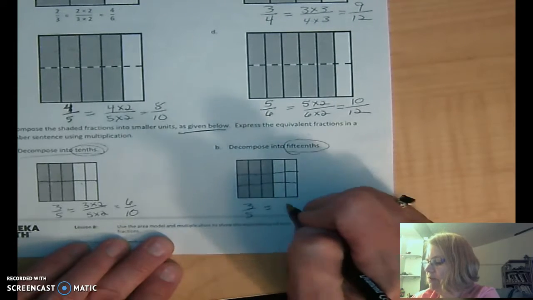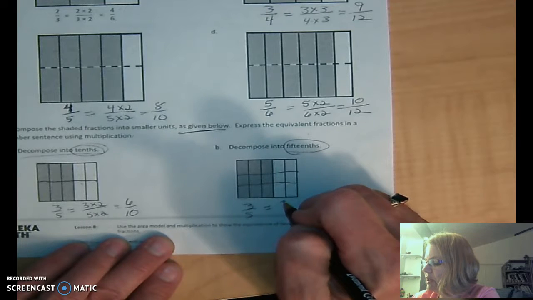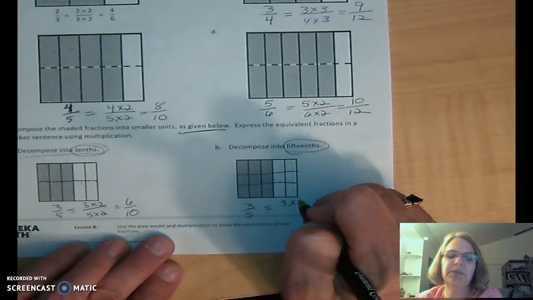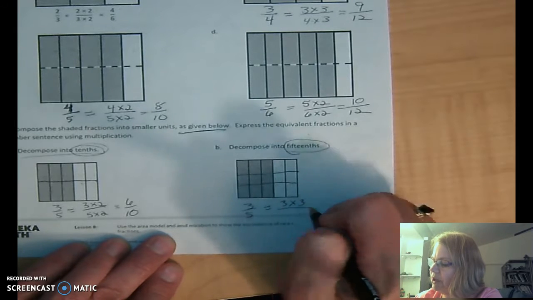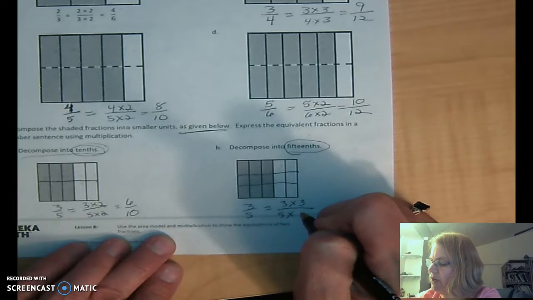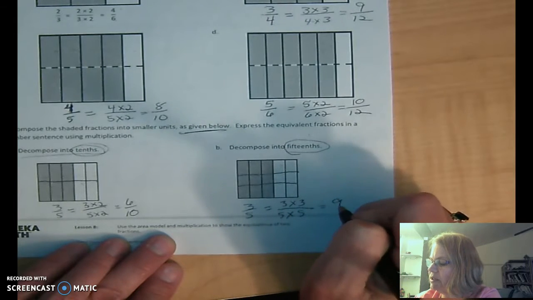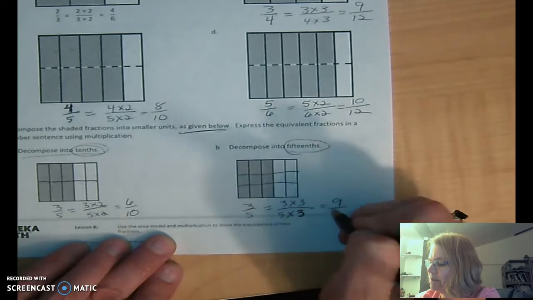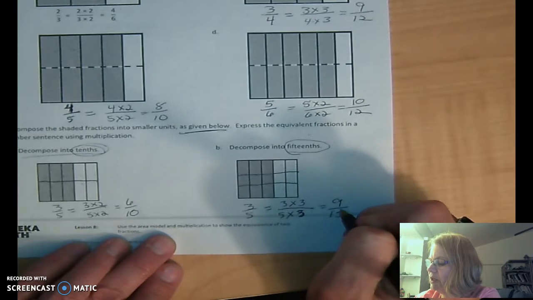So 3 over 5 equals 3 times, how many times did we make? How many boxes did we make? 3 over the total of boxes, 5 times 3 equals 9 over, oh, this was a 3, right? 9 over 15.